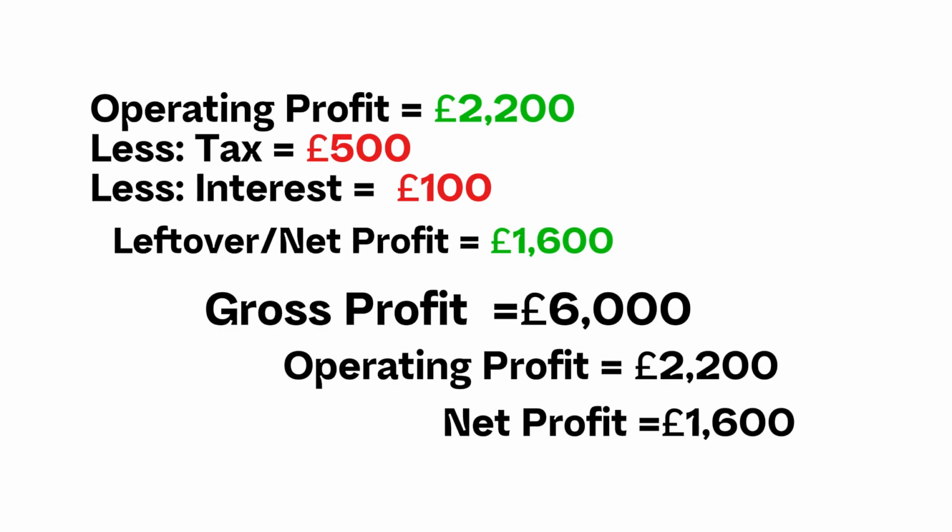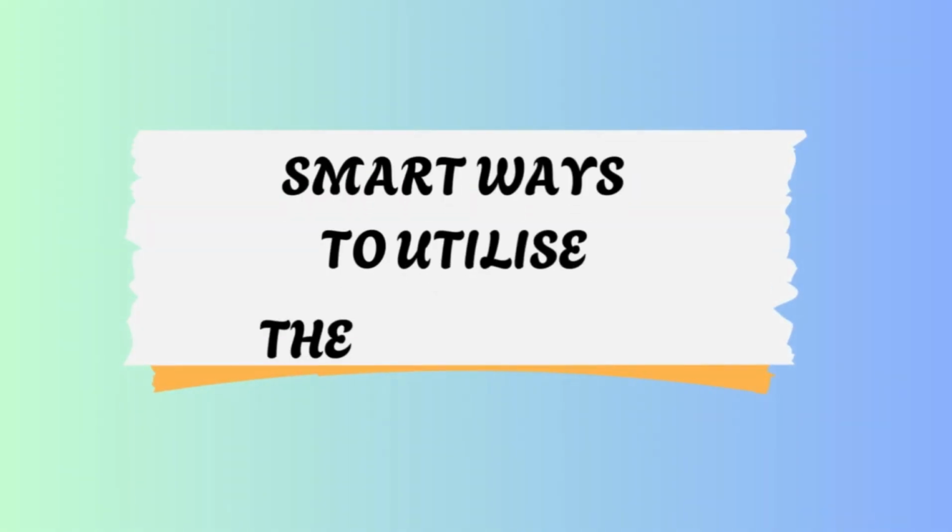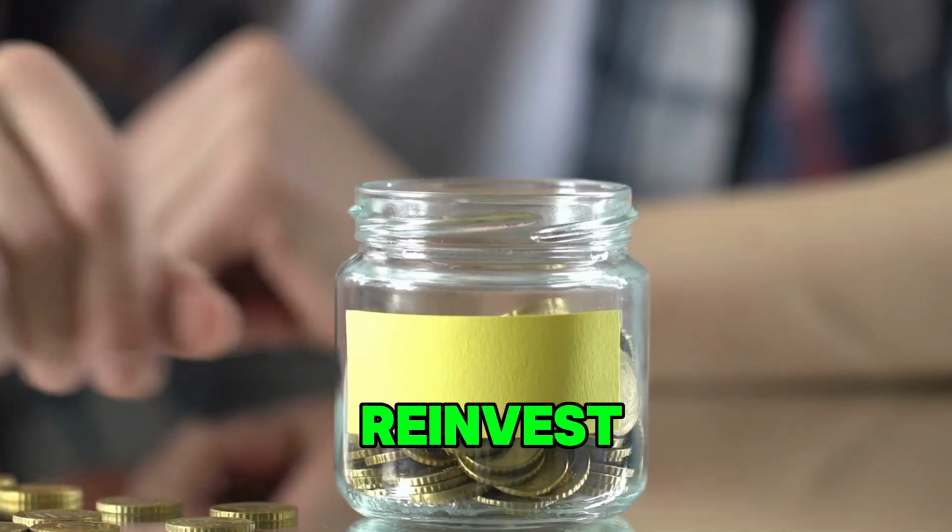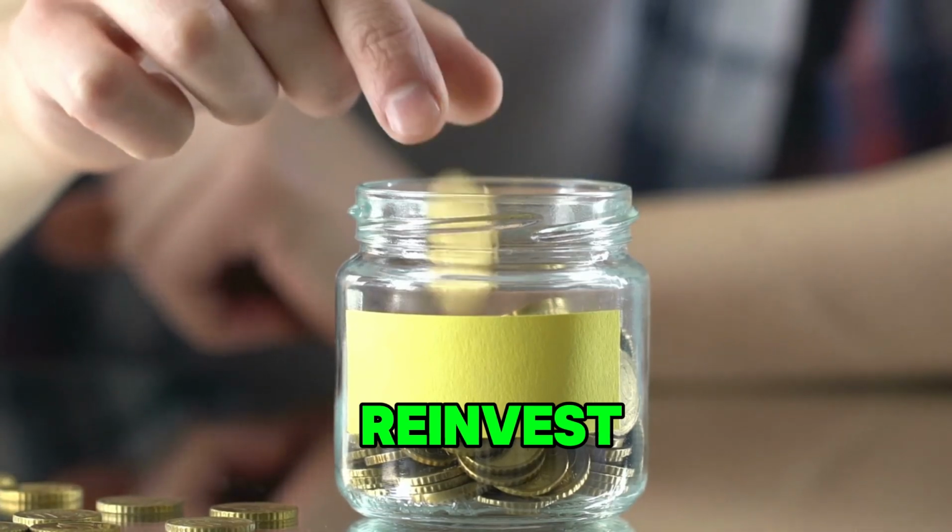Hey, so now you've paid all expenses, nothing left, but you have £1,600 profit still sitting in the business. So what can you do with this £1,600? I'm going to share 4 smart ways to use it. Number 1, reinvest the £1,600 into your business. Use it to grow your business.